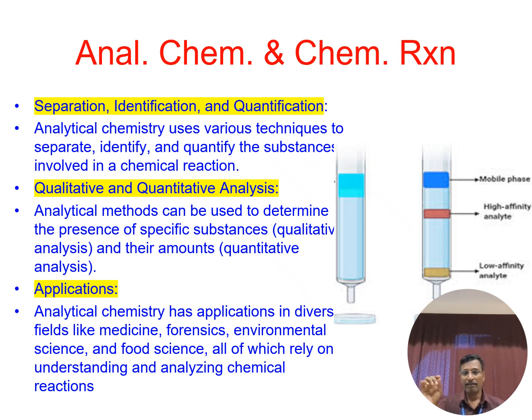Say, for example, you have synthesized a drug, paracetamol. How will you confirm? How will you identify? The identification test is conducted by either UV-visible spectroscopy or infrared spectroscopy. And then after that you have to quantify. So these three things are important in analytical chemistry: separation, identification, and quantification.